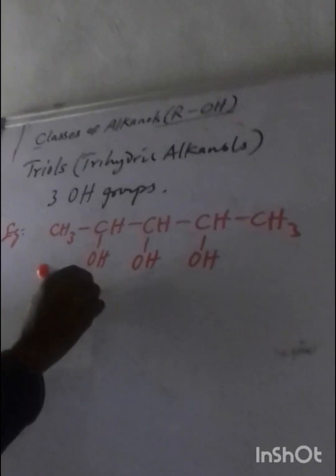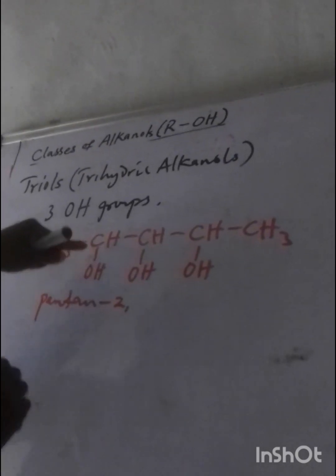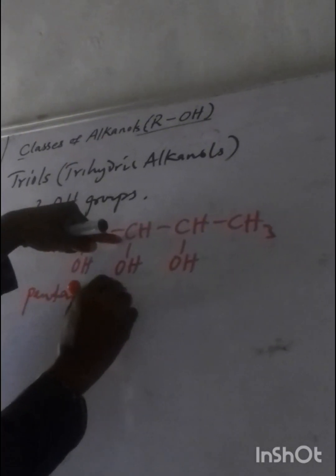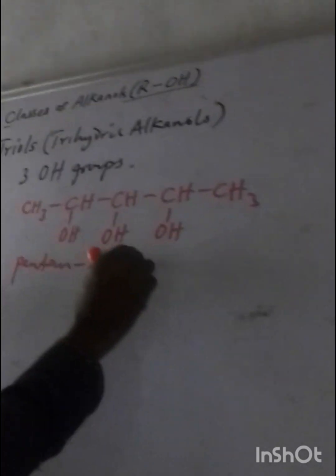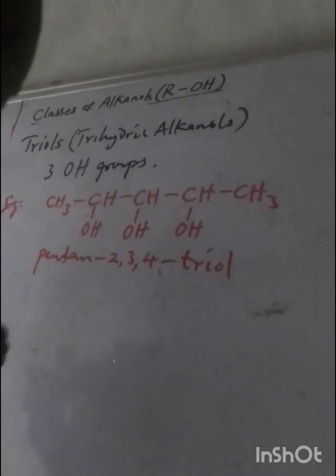So what's the name? 1, 2, 3, 4, 5. 5 carbon atoms. You can call it pentan. At the second carbon we have OH. Third carbon we have OH. Fourth carbon we have OH. So we have pentan 2, 3, 4 triol.